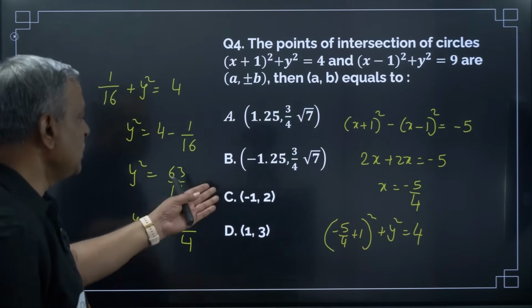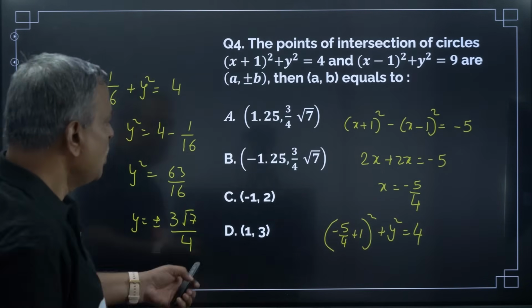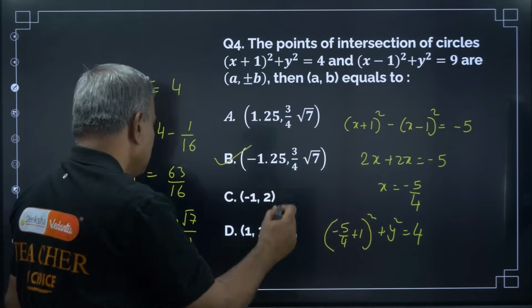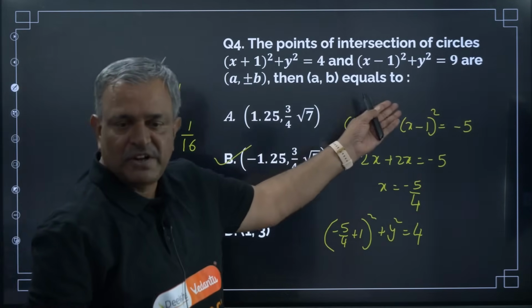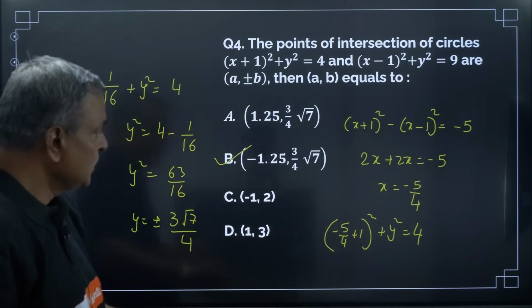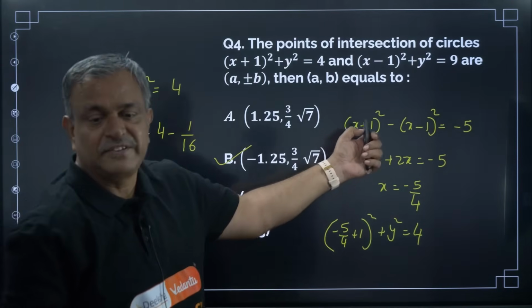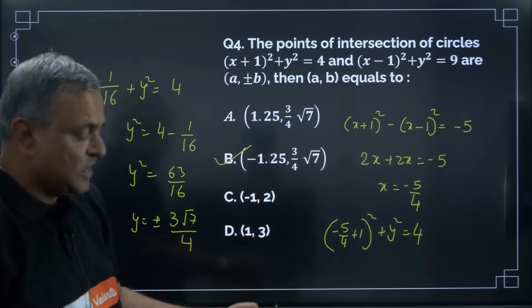Okay, so according to that, minus 1.25, option B will be correct. They have taken the positive value, right? So it's a simple question, point of intersection, solving it. There is no concept in this, simply subtract the two equations, you get the required answer.